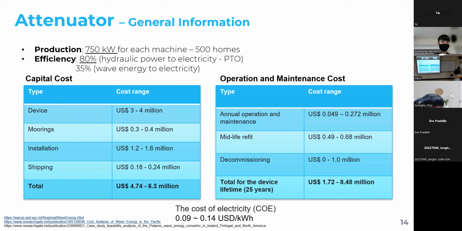And this slide is for the general information of the generator. Generator can produce 750 kilowatts. It means 500 homes can be supplied. Generator cost and operation and maintenance costs are shown. So the cost of electricity is 0.092 to 0.14 dollar per kilowatt hour.